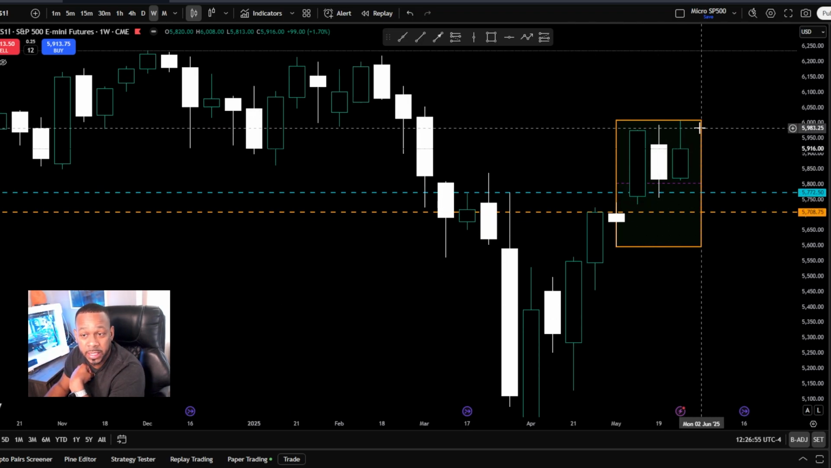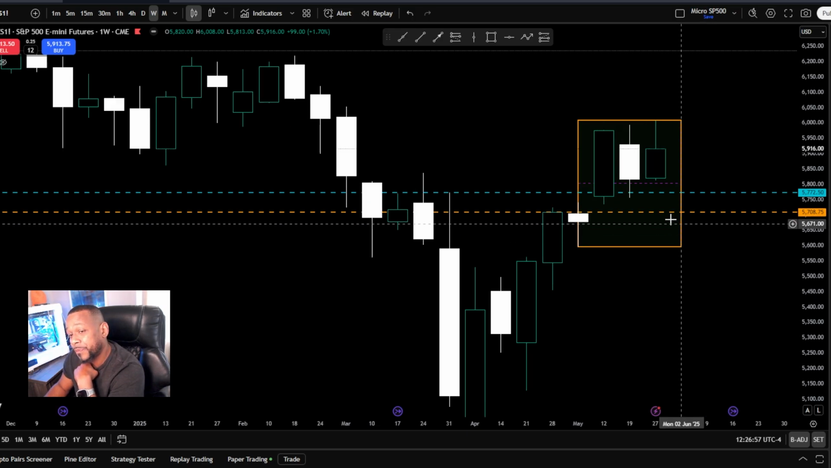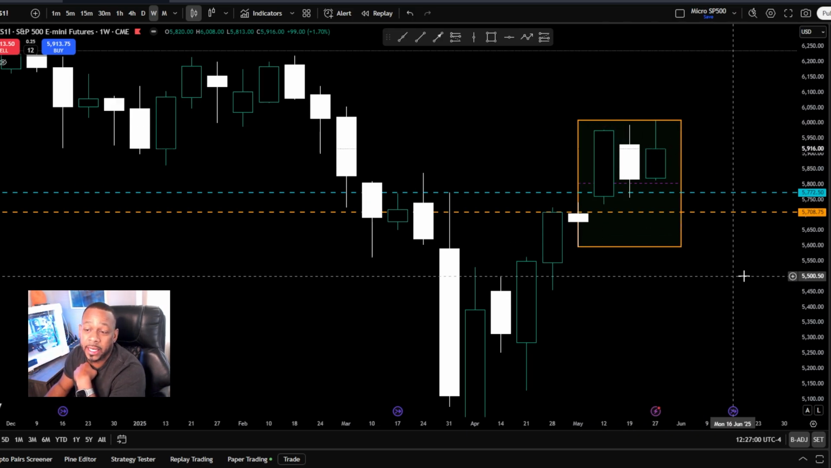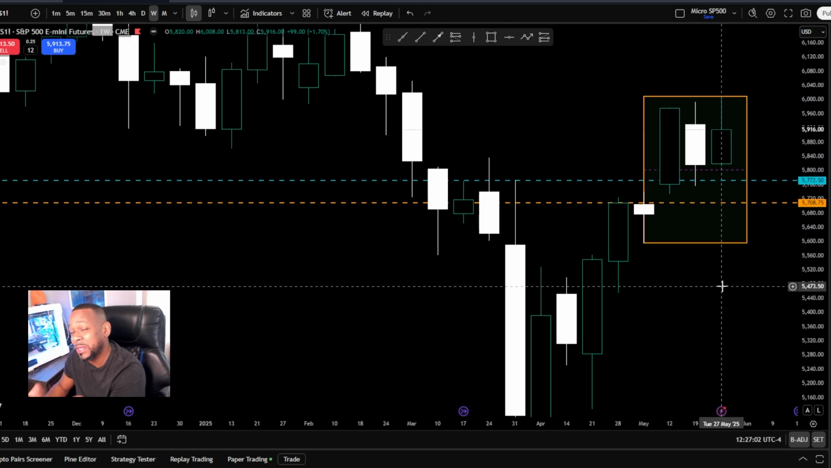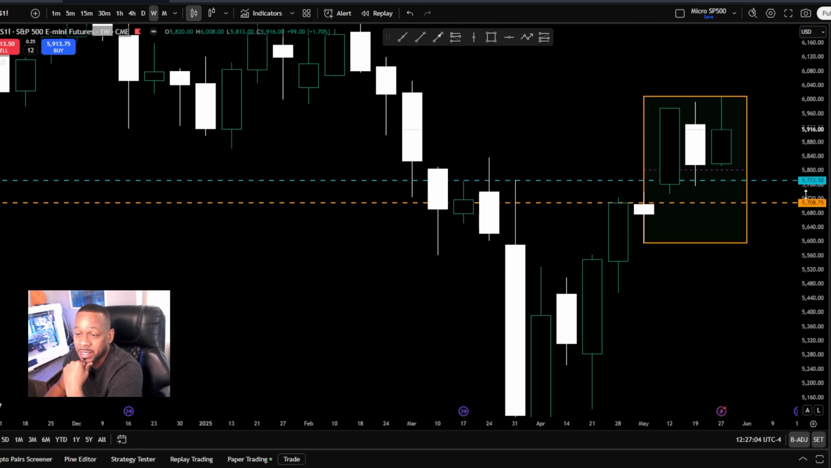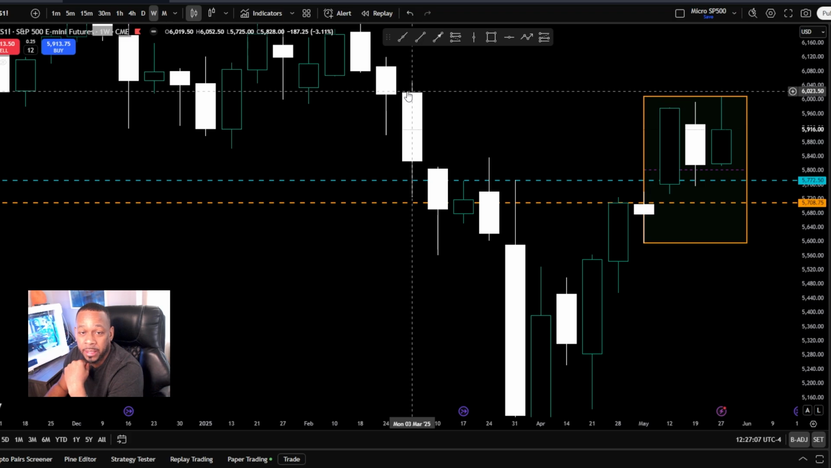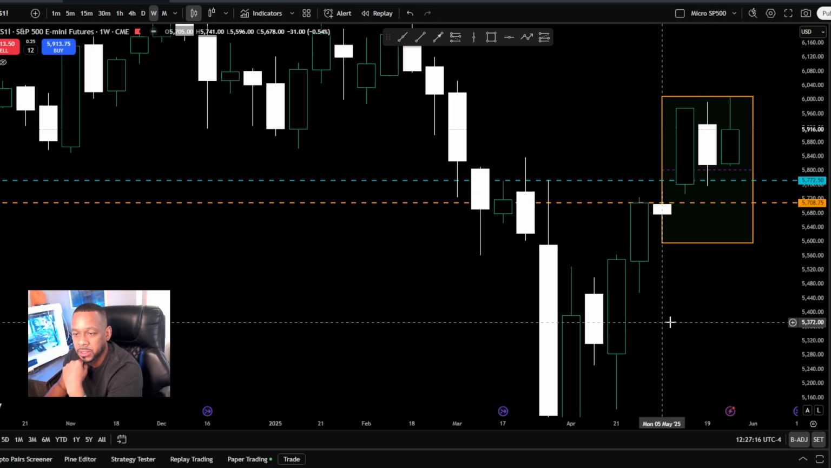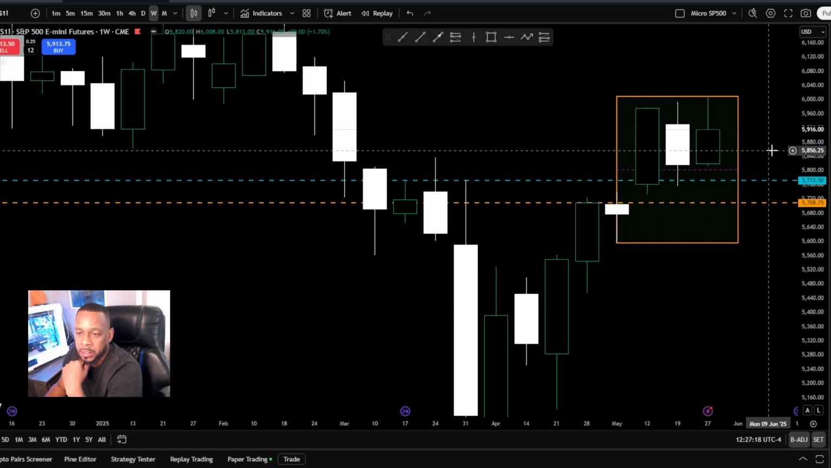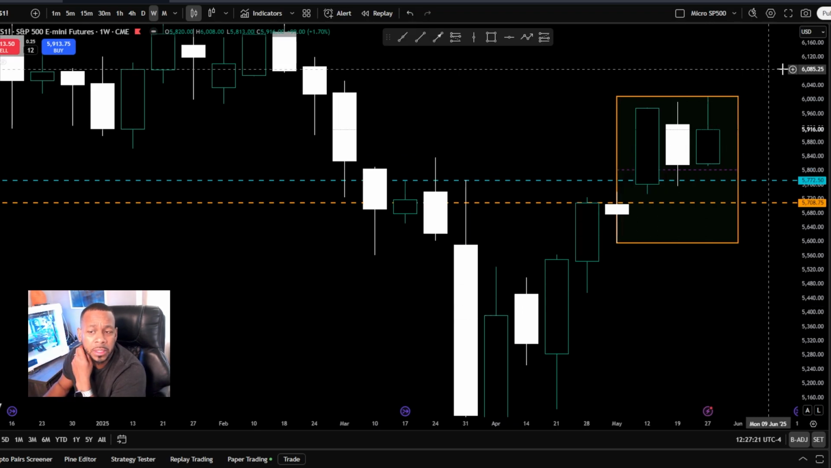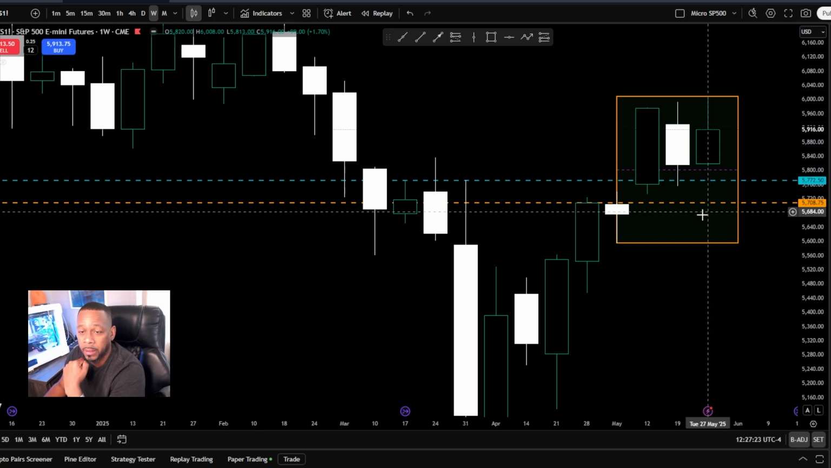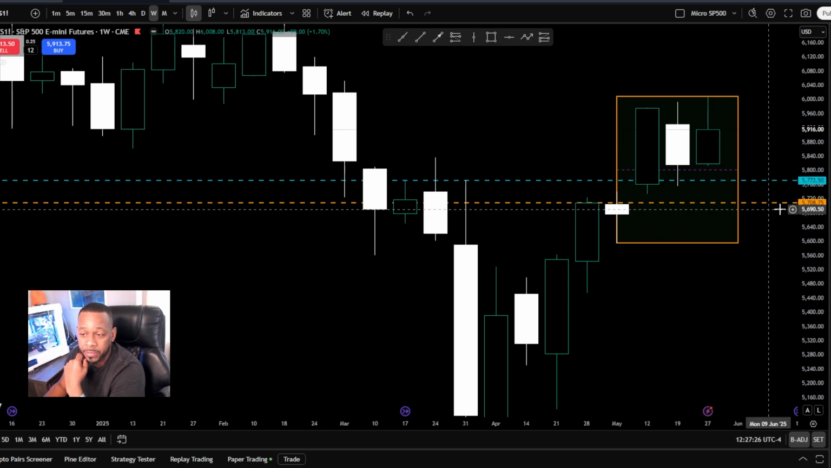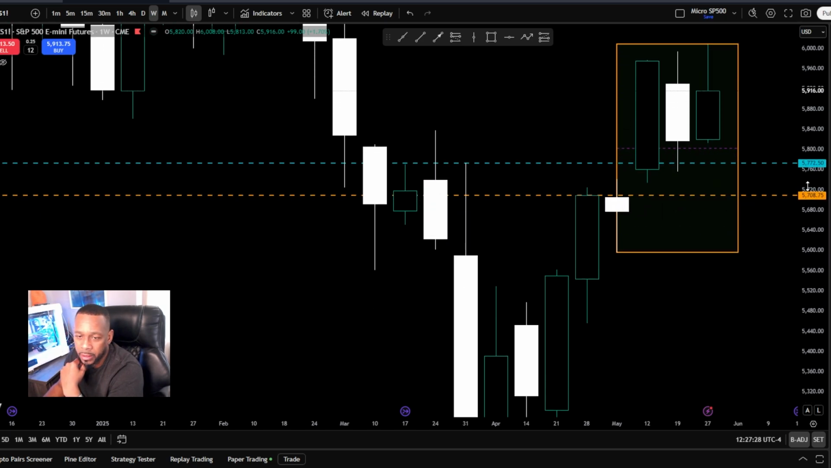Now it's been testing these areas. Some sellers are not letting price get above here. What was the opening of this candle? 6019. They're not letting it get above that. So right now, I would be looking for some sales down into this area. If it continues down and cleans up these gaps, even better.